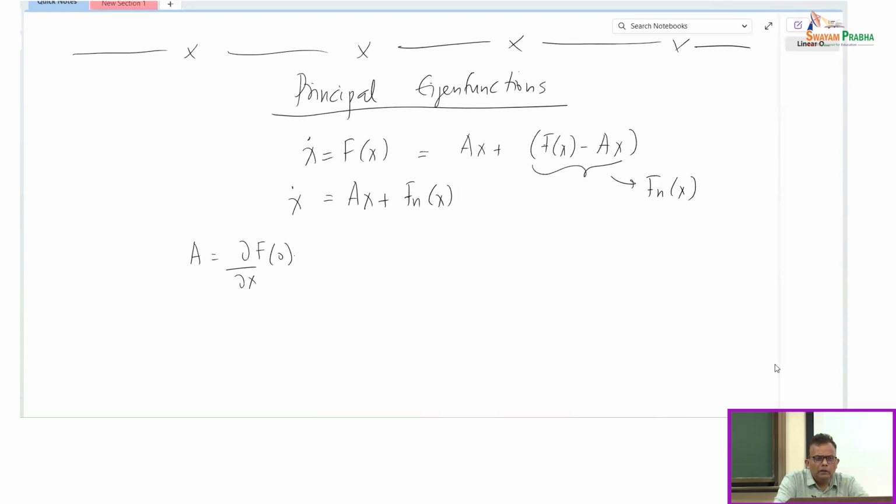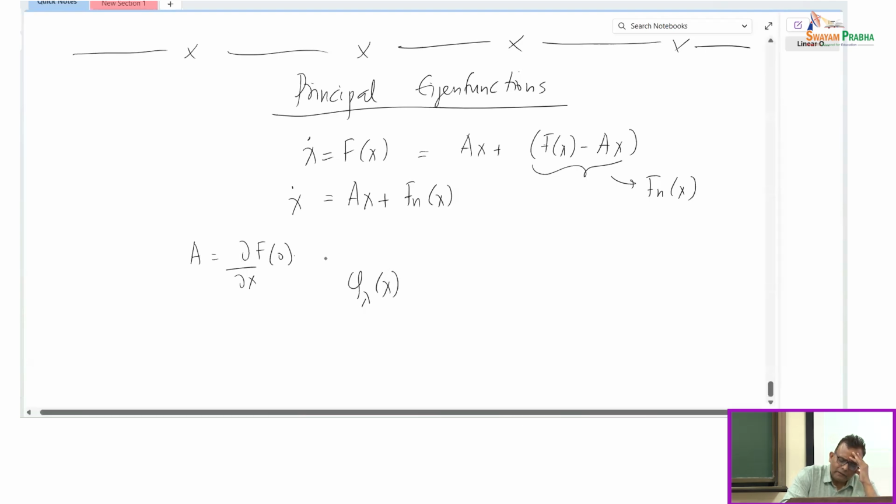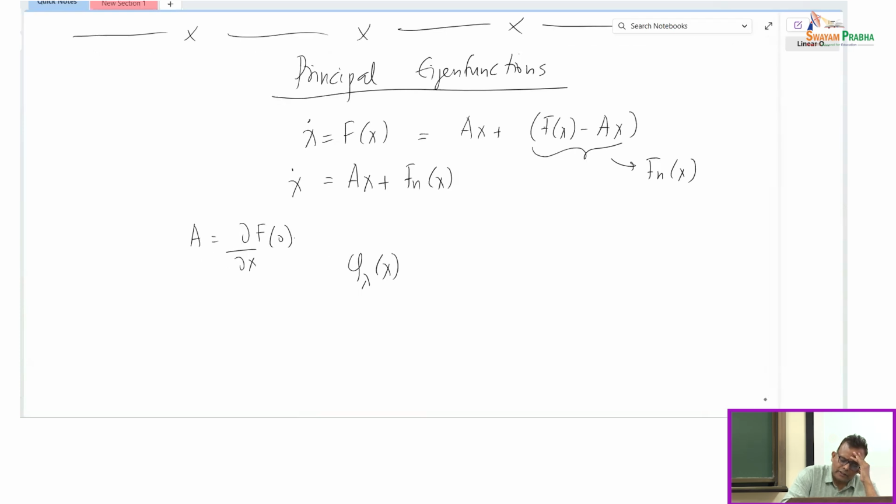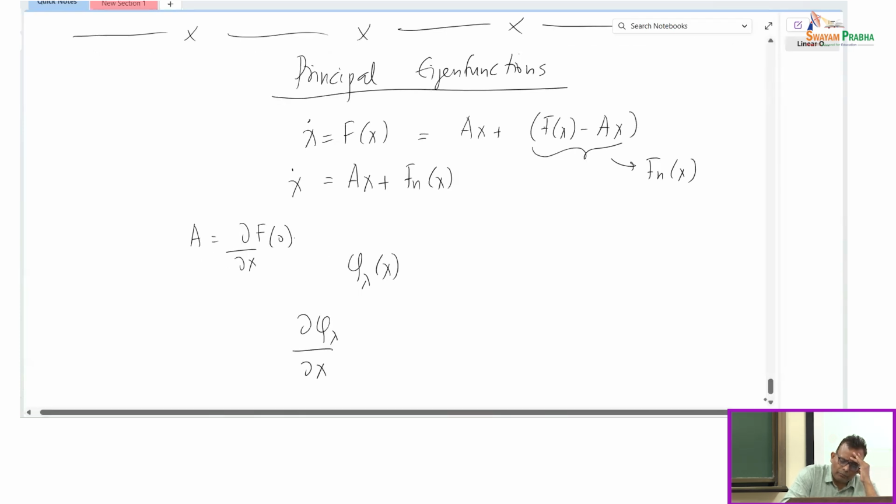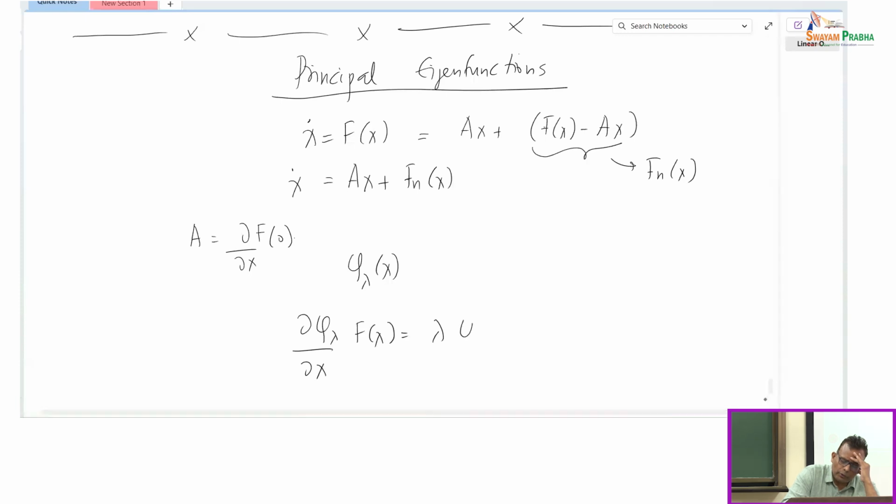Now I can write down a Koopman generator for this, and I will try to find the eigenfunction for it. So now I'm exploiting the structure a little bit. What is the equation for the eigenfunction? If I want to find the eigenfunction phi lambda of x with eigenvalue lambda, then it should satisfy the partial derivative of phi lambda times f of x equal to lambda phi lambda of x. That's the definition of the eigenfunction associated with eigenvalue lambda.